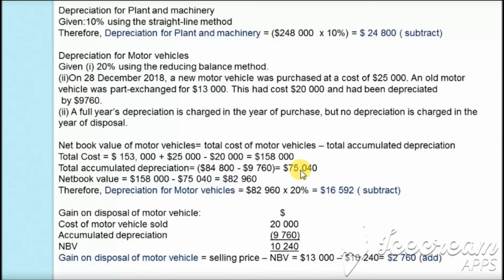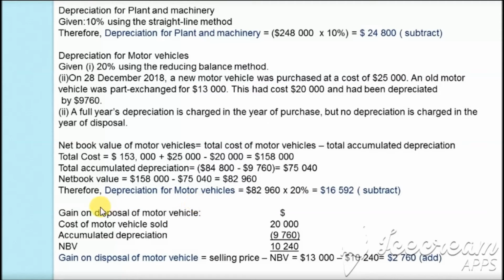$75,040. Now as we have both the values, that is the total cost value of motor vehicles and total accumulated depreciation, we are going to take the cost value, and from there we are going to subtract the accumulated depreciation to get the net book value. And here we got the net book value as $82,960. Now as we have the net book value, we are going to multiply it with 20%, which is the rate of depreciation, and we get the depreciation for motor vehicle as $16,592. As this is an expense, hence it needs to be subtracted.